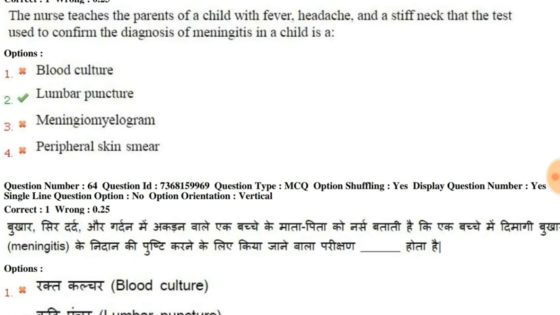Next is, the nurse teaches the parents of a child with fever, headache and stiff neck that the test used to confirm the diagnosis of meningitis in a child is a, there are 4 options and the correct answer is second one, that is lumbar puncture.